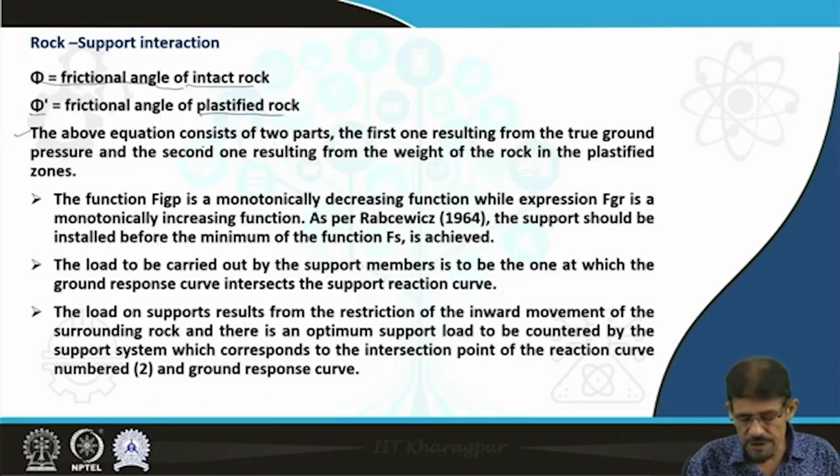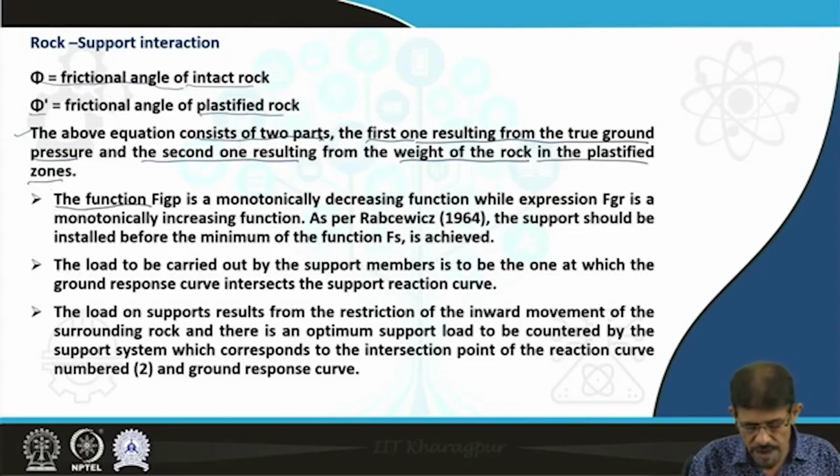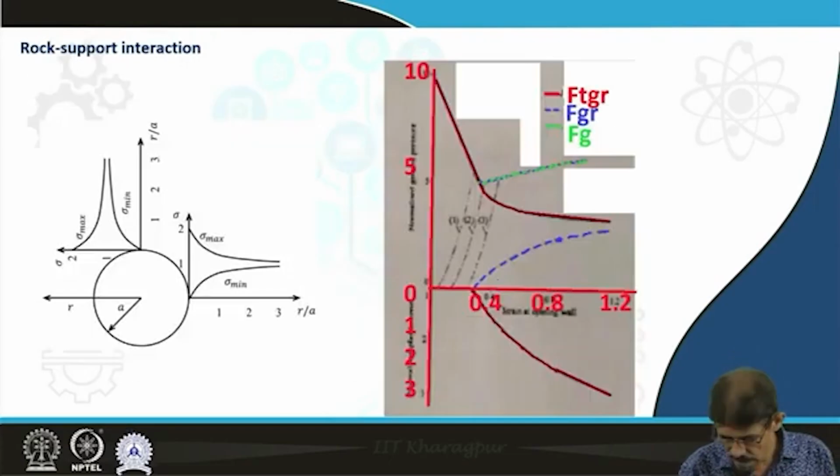The above equation consists of two parts. The first one results from the true ground pressure and the second one from the weight of rock in the plastified zone. Therefore, the function FTGP is a monotonically decreasing function, while the expression FGR is a monotonically increasing function. We can see here that FTGP represents a monotonically decreasing function, whereas FGR is an increasing function.